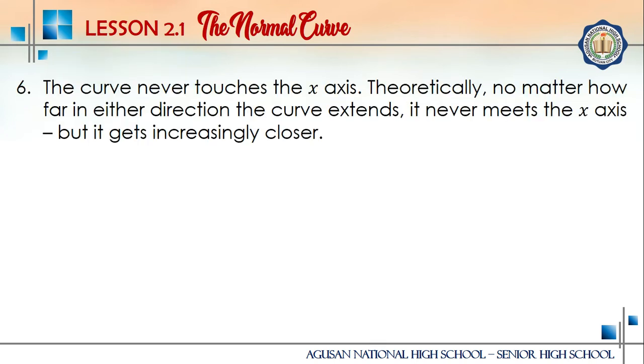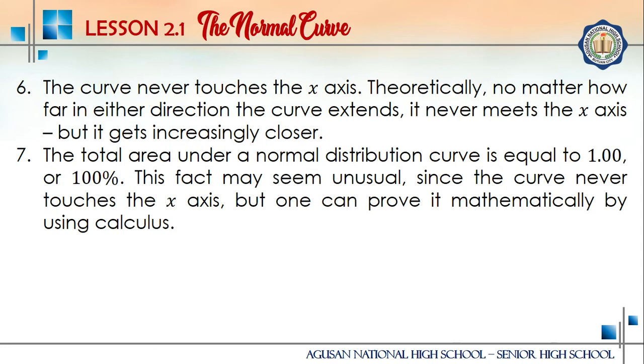Number 6, the curve never touches the x-axis. Theoretically, no matter how far in either direction the curve extends, it never meets the x-axis. But it gets increasingly closer, or shall we say, asymptotic to the x-axis. Number 7, the total area under a normal distribution is equal to 1 or 100%. This fact may seem unusual since the curve never touches the x-axis. But one can prove it mathematically by using calculus.